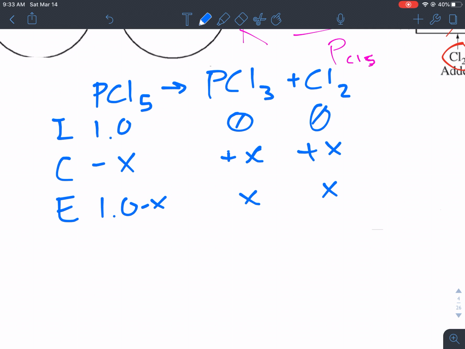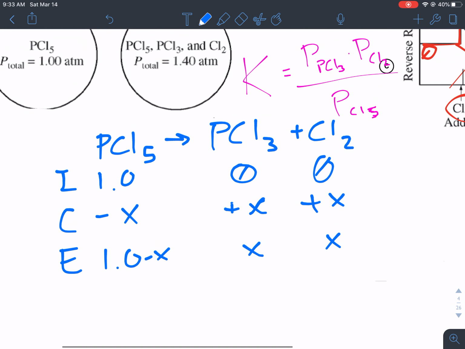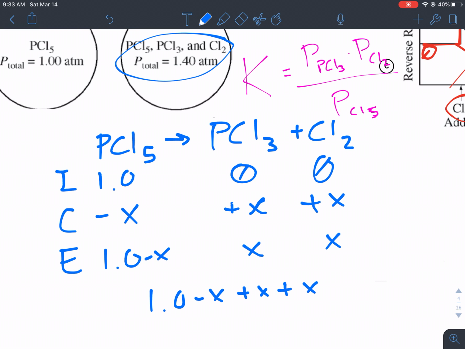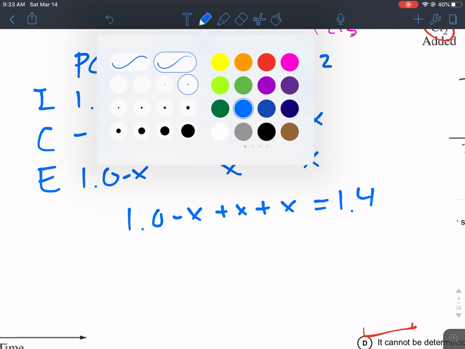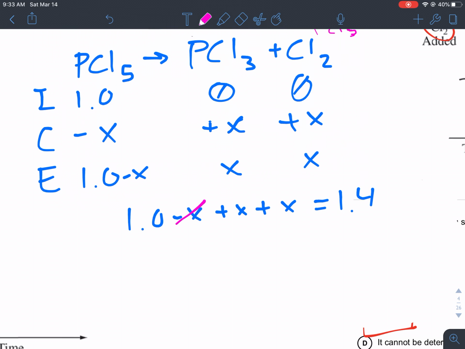No. Look, we know the total pressure of these three things at equilibrium was 1.4. So, in other words, 1.0 minus X plus X plus X is equal to 1.4. Notice what beautiful thing happens here with the math. Right here, this X and this X cancel, so you have only 1 plus X is equal to 1.4. Therefore, X is equal to 0.4.